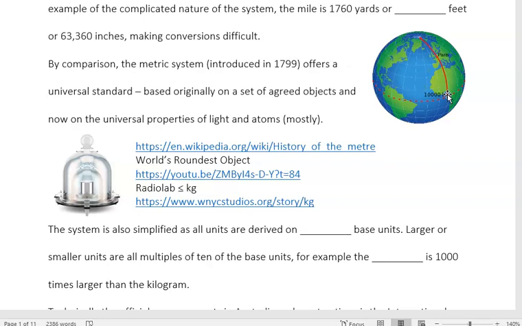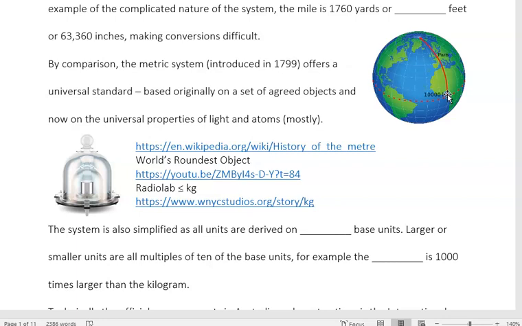So the day, it's pretty easy to measure accurately. So they just divided that up into 24 hours and 60 minutes with 60 seconds. Okay, so these days, how do you measure those things? Well, we use the vibration of cesium atoms to measure the second. We use the speed of light to measure distance.